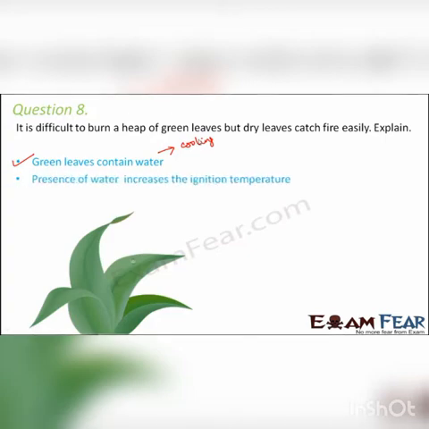So therefore it increases the ignition temperature, and therefore it does not catch fire easily. So when water is present there, it becomes difficult to reach the ignition temperature. You can say in other words, presence of water makes it difficult to reach the ignition temperature, and if ignition temperature is not reached, it will not catch fire. But if you look at the dry leaves, they do not contain water, so it is easier for them to reach their ignition temperature.